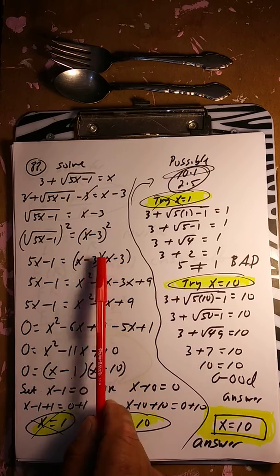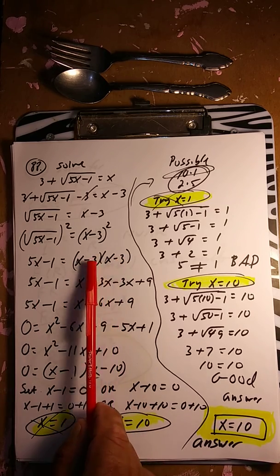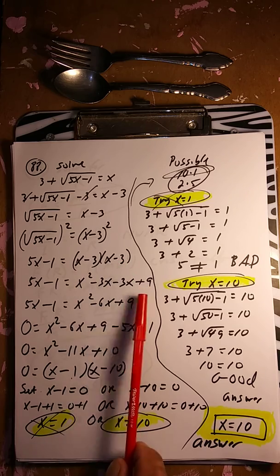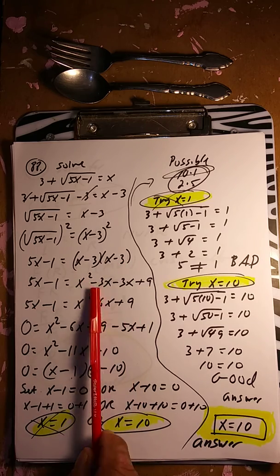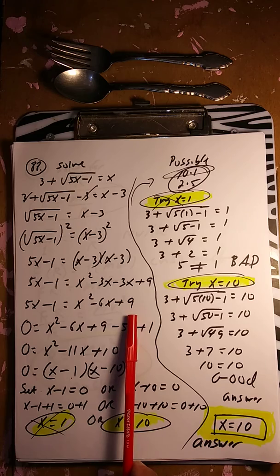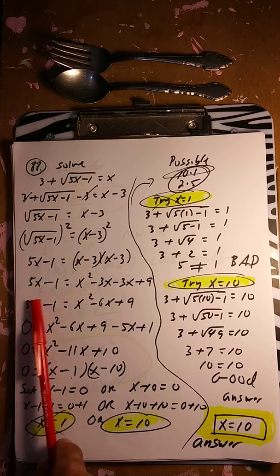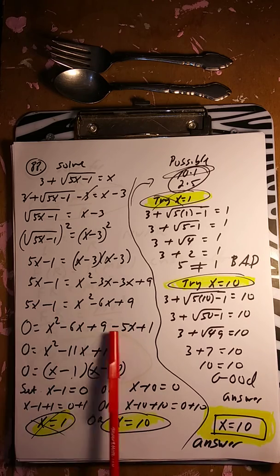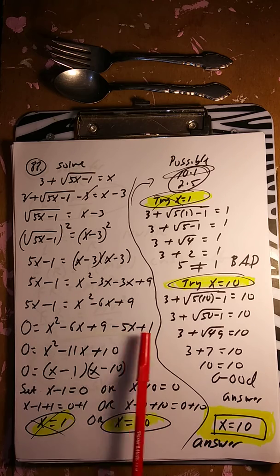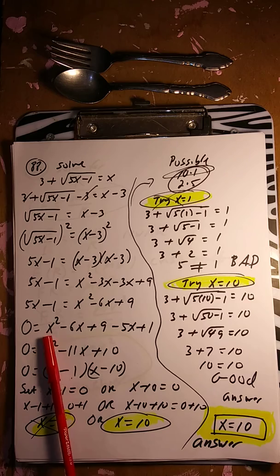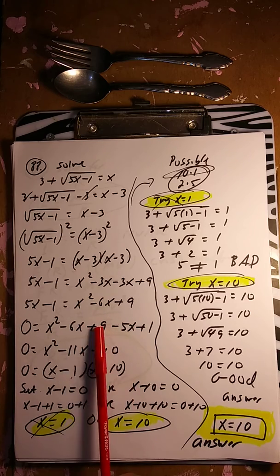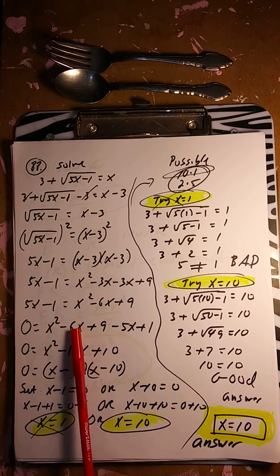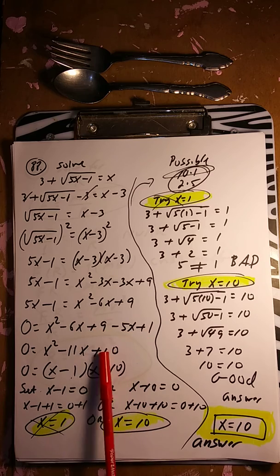Copy this. X times x is x squared. X times minus 3 is minus 3x, and so on, then you have x squared minus 6x plus 9. And now we're going to bring all this to this side. So positive becomes negative, negative becomes positive right here. See them? Put them together: x squared minus 11x plus 10.